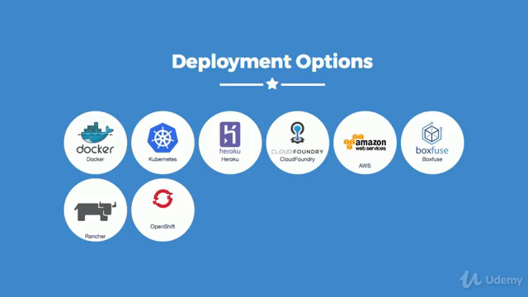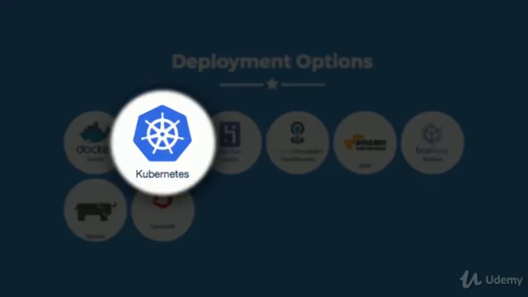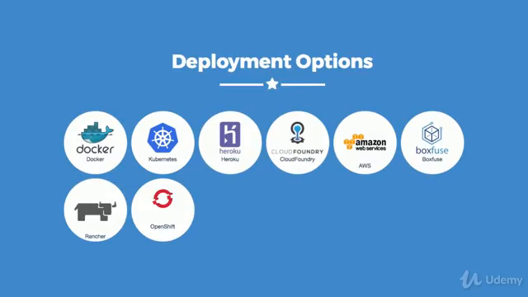Next up, we have all of our deployment options. So first, we're going to talk about Kubernetes. This subgenerator allows you to deploy your JHipster applications to Kubernetes. Kubernetes is an open source system for automating deployment, scaling, and management of containerized applications.